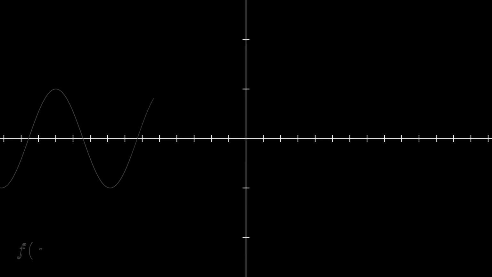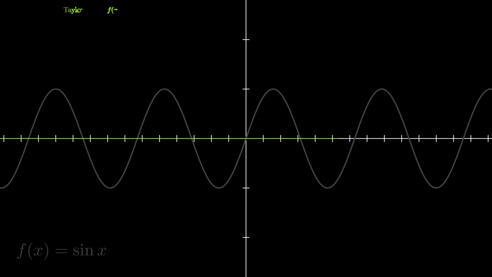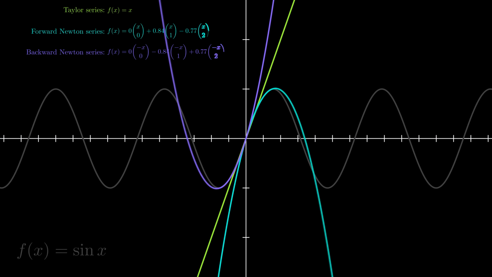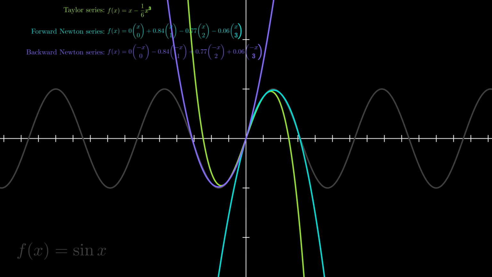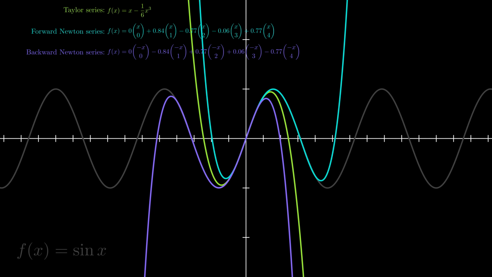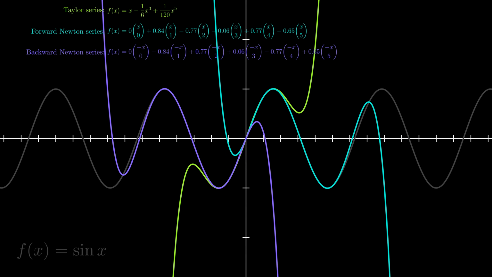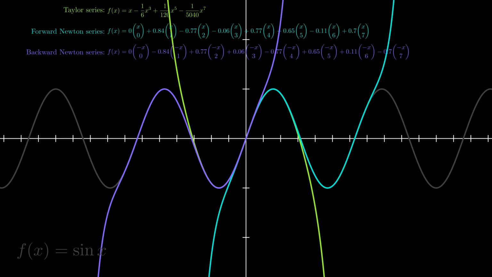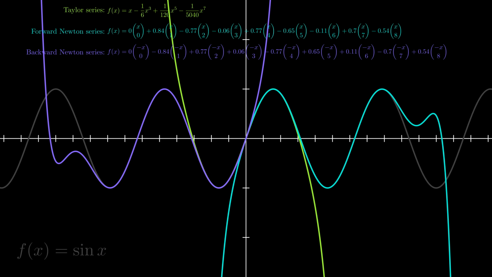Now let's take a look at what approximations for sine of x would look like using all of these series. Compare the forward Newton series, Taylor series, and backward Newton series. Notice that the forward Newton series gets better as you travel to the right, because of the values we are interpolating over, and so the backward Newton series goes to the left, compared to the Taylor series, which stays centered.